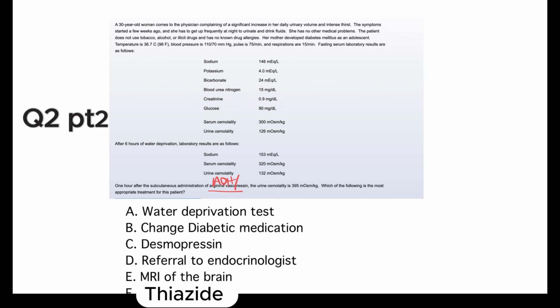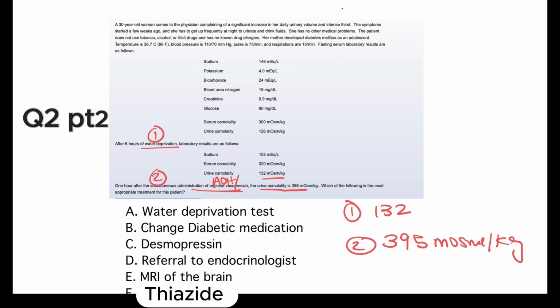Remember, we did our water deprivation test. This is our first test, and our subcutaneous administration of ADH, arginine vasopressin, is our second test. Remember, our initial test is always the water deprivation test. We did that, and our urine osmolality is 132. Next, we did the ADH analog. And it says the urine osmolality, remember the urine osmolality is the big guy. We always have to pay attention to that. Is now 395 milliosmoles per kilogram, right?